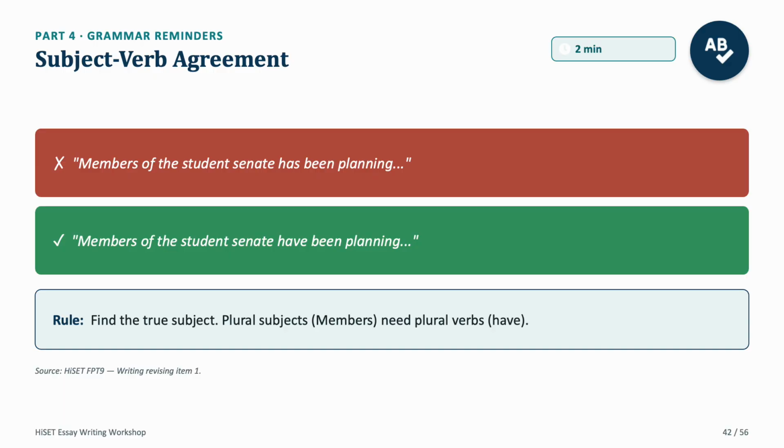Look at this sentence. Members of the Student Senate has been planning. Something's wrong here. The subject is members. Members is plural. So we need the plural verb have. The correct sentence is, members of the Student Senate have been planning. Now here's a helpful strategy. Don't let a word close to the verb confuse you. Find the true subject first, then choose the correct verb.